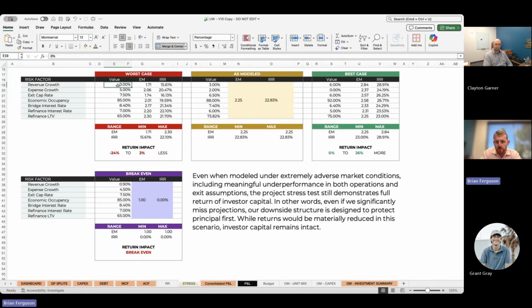These lines are what happens on an individual basis. If revenue growth happens, this is what happens. And these are all individual. And then the bottom is a range of what happens if all these things happen.